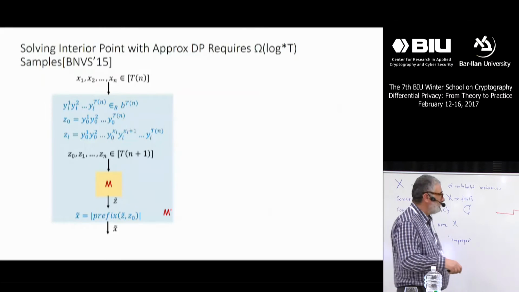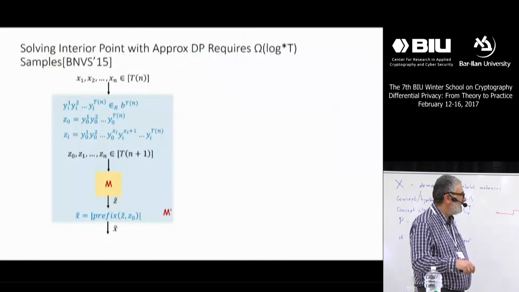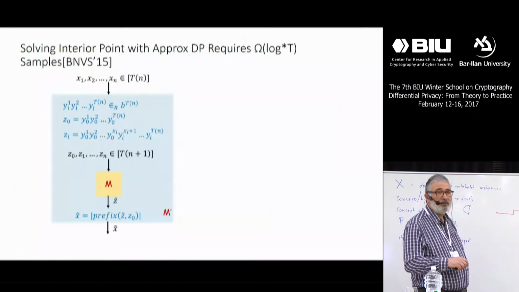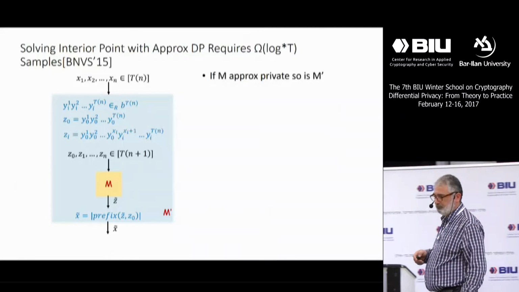And then we need to generate an output not for the interior point of this set, but of this set. And this is how I'm going to do it. I will look at Z tilde, the output here, and count on how many digits it agrees with this string, Z0. This is going to be my output.